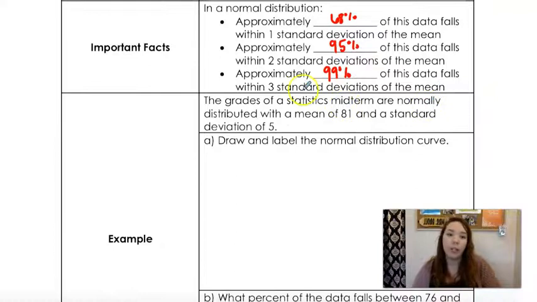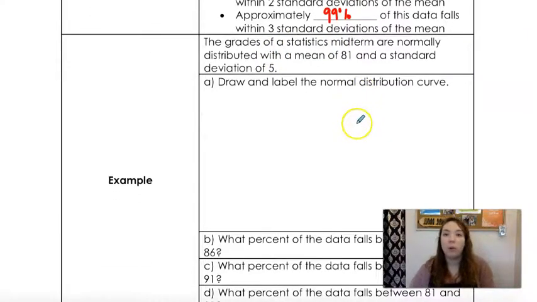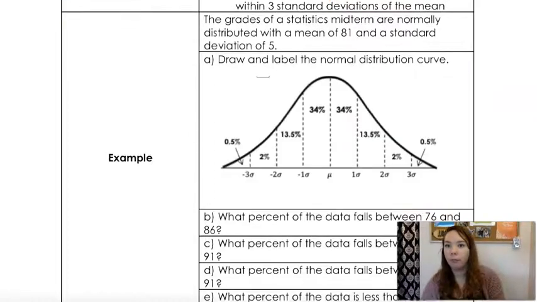Here it says the grades of a statistics midterm are normally distributed with a mean of 81 and a standard deviation of 5. It says draw and label the normal distribution curve. So I went ahead and borrowed the one from above and moved it down here. You want a mean of 81, and in the first standard deviation, since each of them are 5, then you'd have 86 and 76.